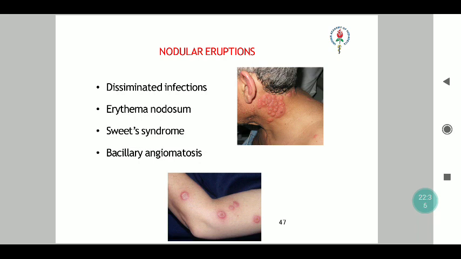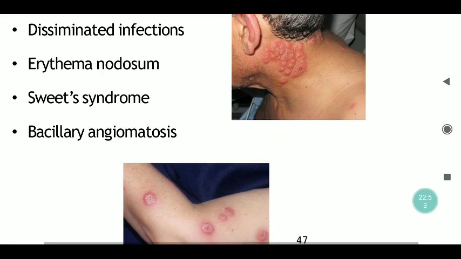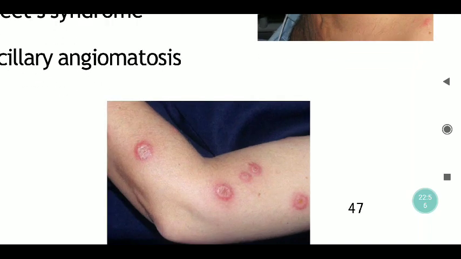Coming to the nodular eruptions, disseminated infections can present as nodules, rarely as erythema nodosum, Sweet syndrome or bacillary angiomatosis are again rare presentations. Both the images put up are those of Sweet syndrome. Of course, this one is in a more elderly person and this is more of the initial stage lesions over the extensor aspect of the forearm.